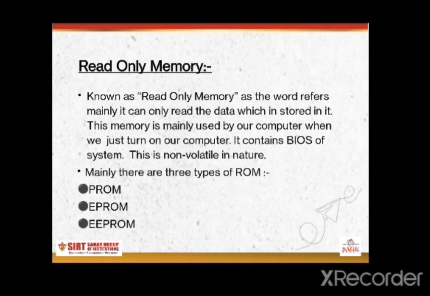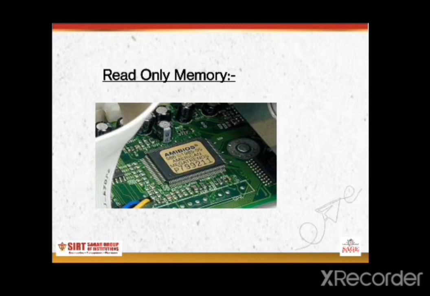There are three types of ROM, that is PROM, EPROM, and EEPROM. The full form of PROM is programmable ROM, and the full form of EPROM is erasable programmable read-only memory. And the full form of EEPROM is electrically erasable programmable read-only memory. So these are the types of read-only memory. One by one I will discuss these types of memory, and this read-only memory looks like this.